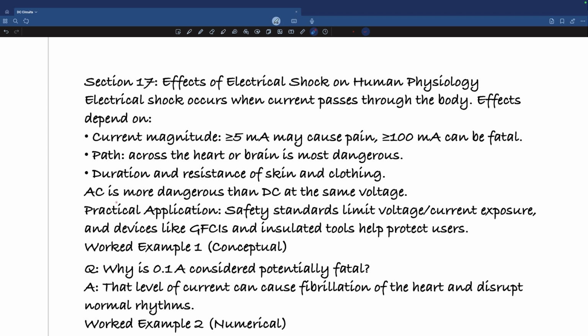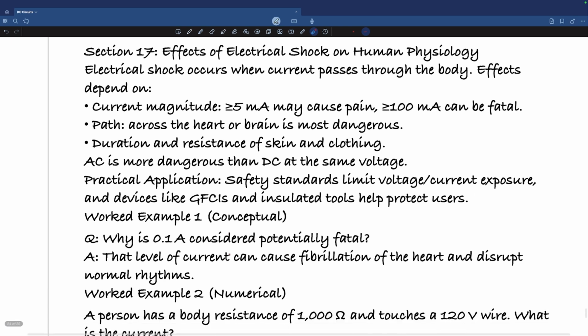And again, AC is much more dangerous than DC at the same voltage. And you will see the reason why. So if you get an electric shock from a battery, which is rare, and you have the same electric shock from AC at the same voltage, AC is more dangerous. And again, you're going to understand why. There's a lot more to be done here.